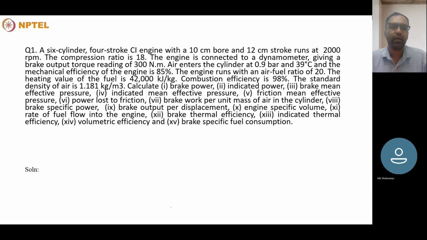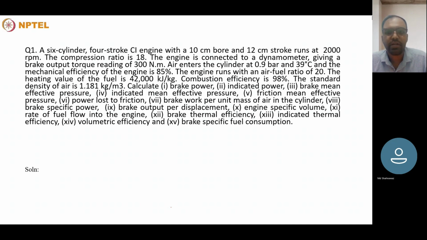In the question it's been mentioned, it's a 6-cylinder 4-stroke CI engine. The cylinder has a 10 centimeter diameter and 12 centimeter stroke. It runs at 2000 RPM. The compression ratio for the CI engine is 18. The engine is connected to a dynamometer, giving a brake output torque reading of 300 Newton meter. Air enters the cylinder at 0.9 bar and 39 degrees Celsius, and the mechanical efficiency of the engine is 85%.